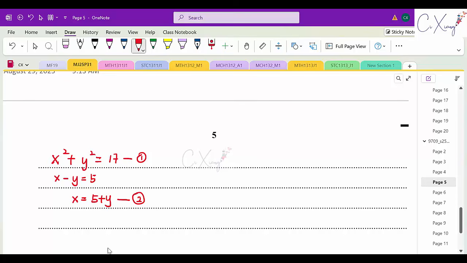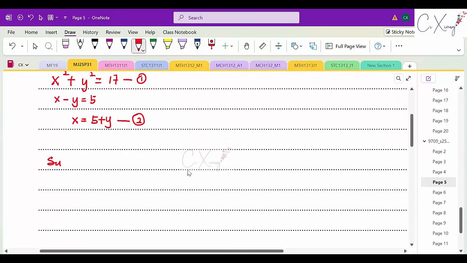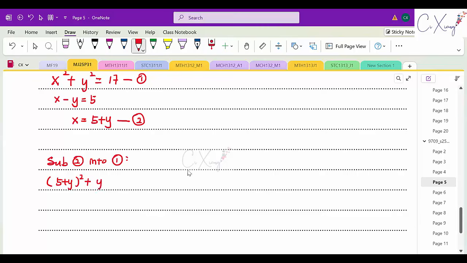Then sub 2 into 1. I think solving this simultaneously should be no problem for you. Maybe the main trouble is forming the two equations to be used in solving it. Okay, so expand it. You'll get a quadratic equation in y.